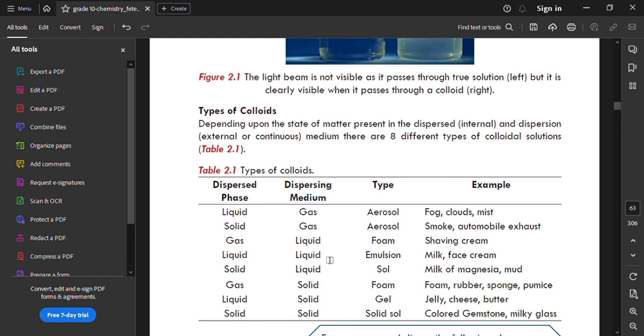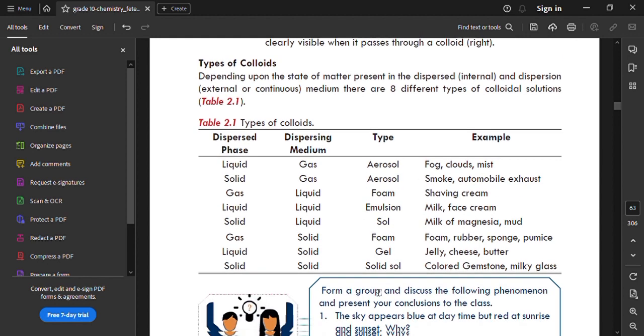In liquid in gas, the type is known as aerosol, for example, fog. In solid in gas, the type is also aerosol, and the example is smoke. The types of colloid are aerosol, emulsion, sol, foam, gel and solid sol, with examples.